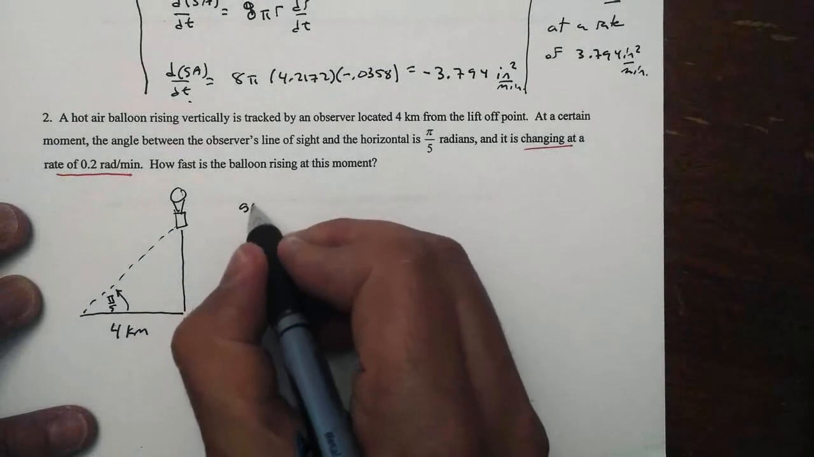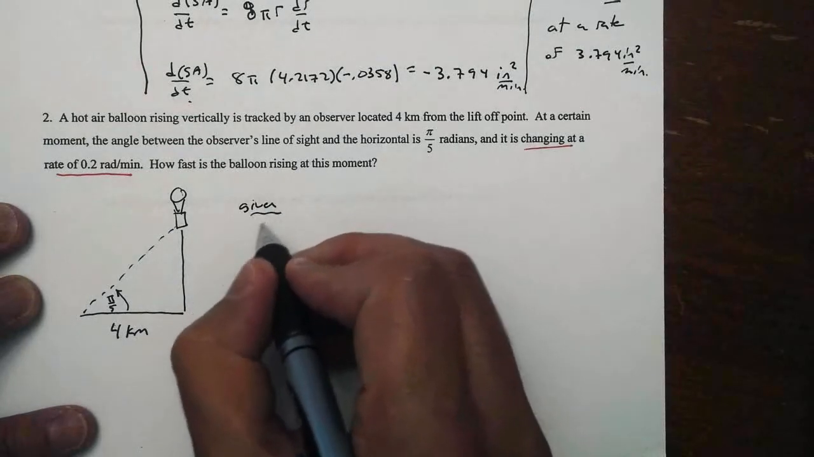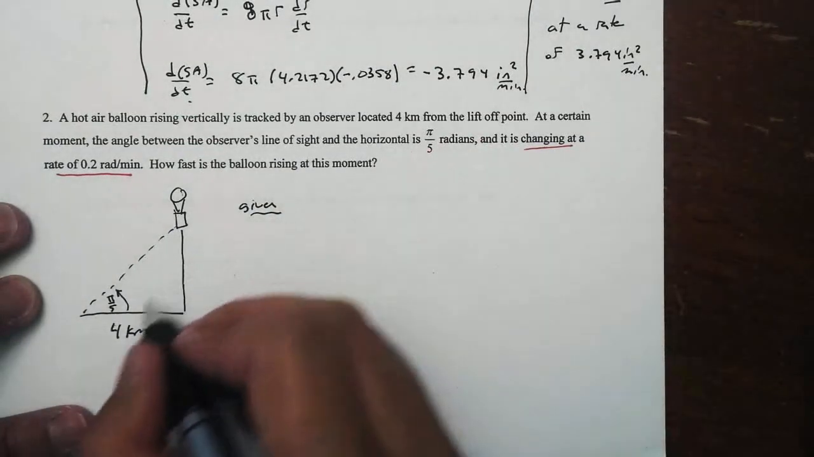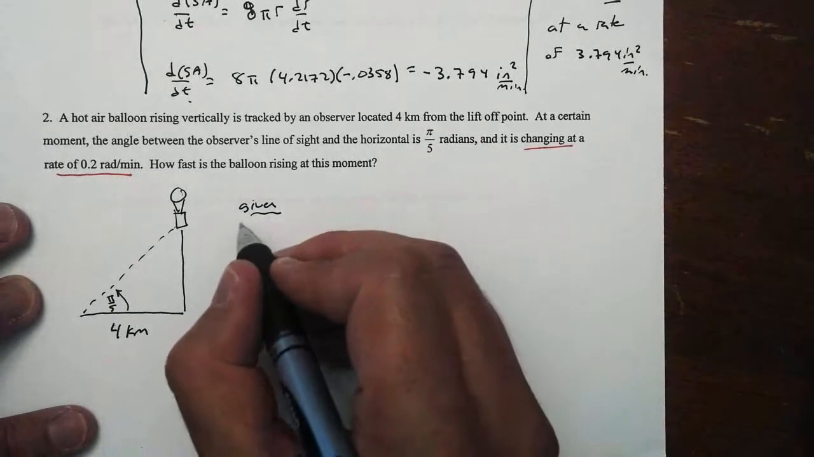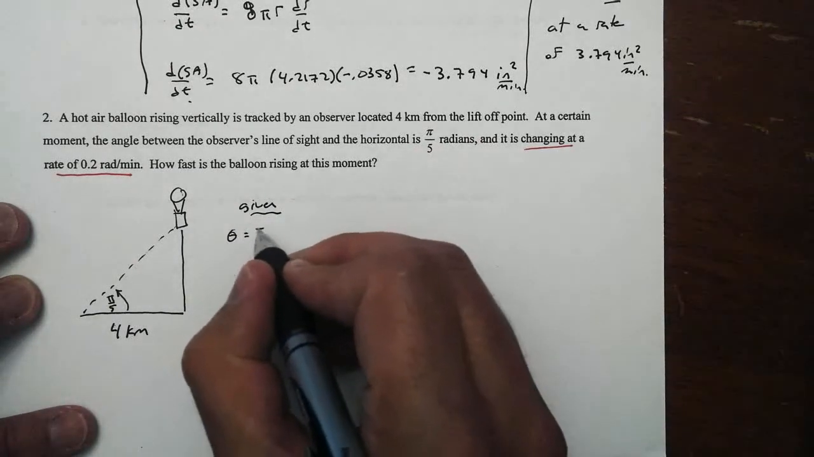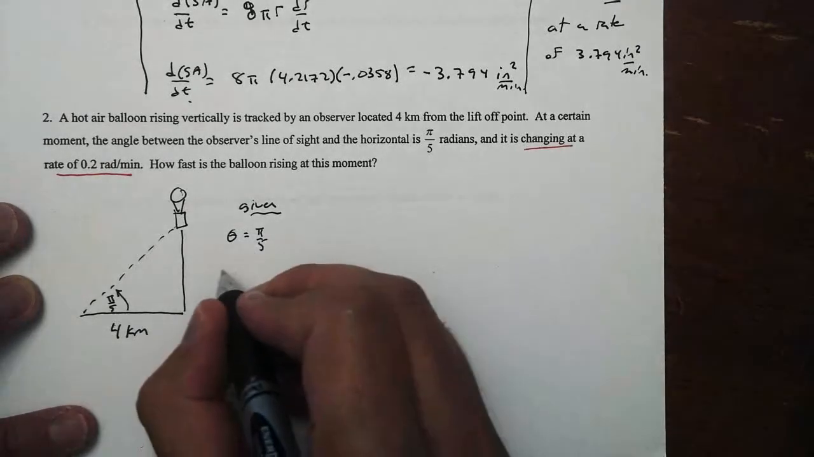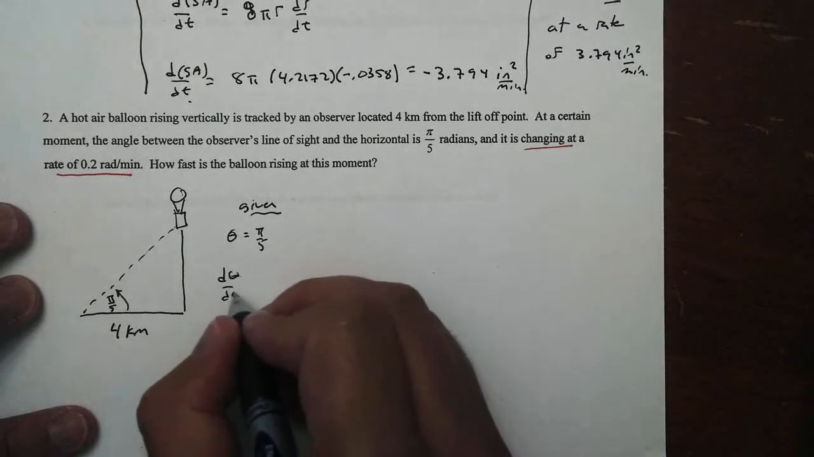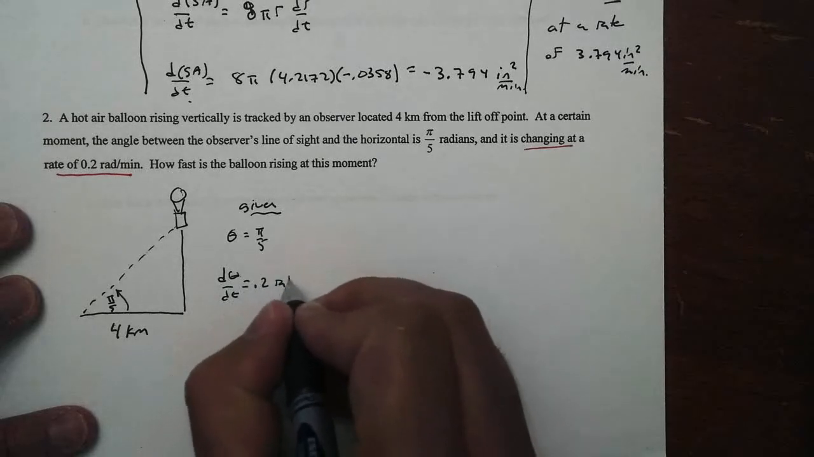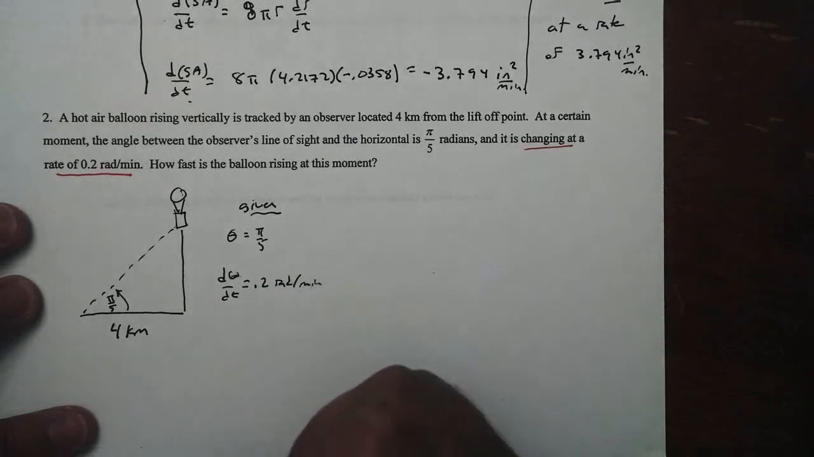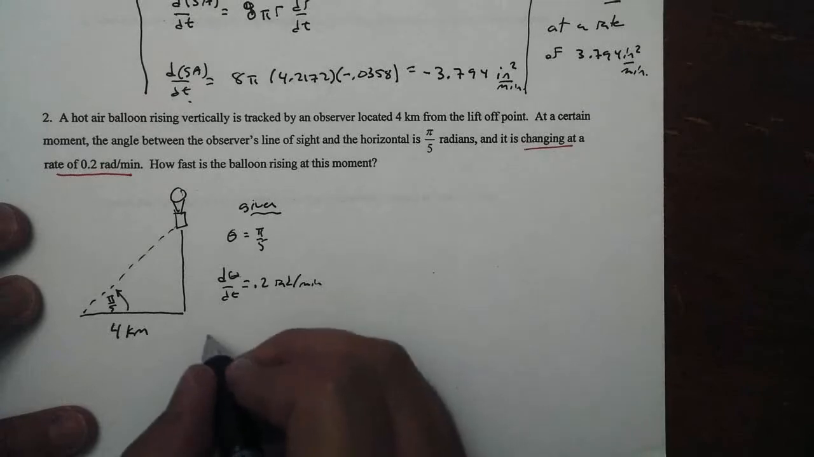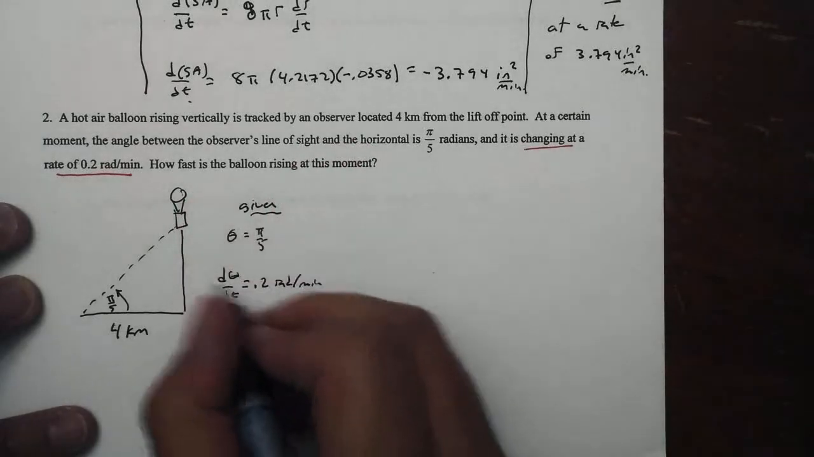So I am now going to go ahead and list out my givens. The first thing they tell us is that the observer is 4 kilometers away. And they tell us that the angle is pi over 5 radians, and the change in the angle, d theta dt, is 0.2 radians per minute. And they're asking us to find how fast the balloon is rising.